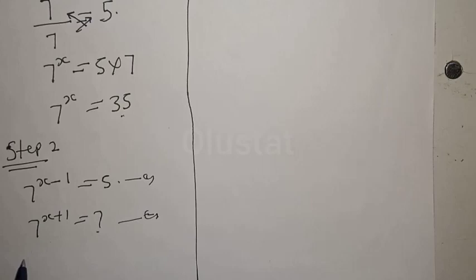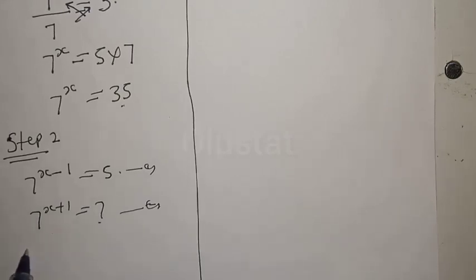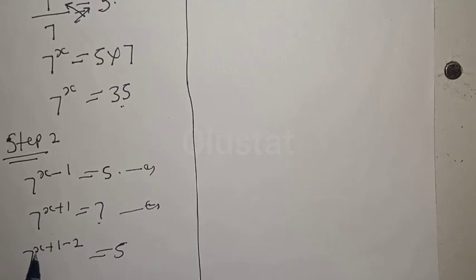Then from equation 2, we have 7 raised to power x plus 1. Then let's subtract 2. Minus 2 will be equal to what? 5. It is also the same thing as 7 raised to power x plus 1 minus 2. That is 1 minus 2, which gives us minus 1. So we have 7 raised to power x minus 1, which is equal to 5.